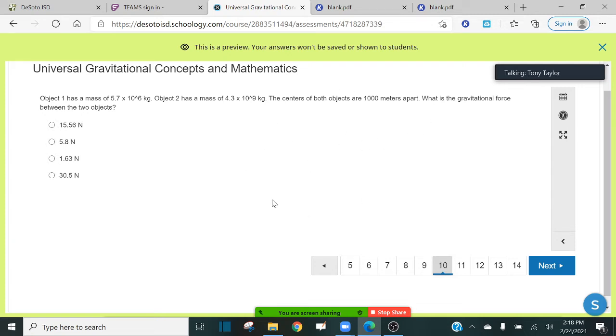So this problem says object 1 has a mass of 5.7 times 10 to the 6 kilograms. Object 2 has a mass of 4.3 times 10 to the 9 kilograms. The centers of both objects are 1,000 meters apart. What is the gravitational force between the two objects? I want to show you guys how to set up this problem and put it in your calculator correctly to get the right answer.